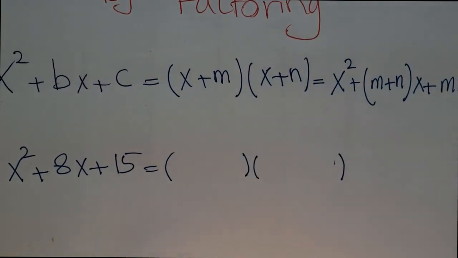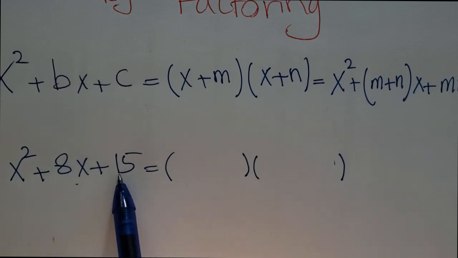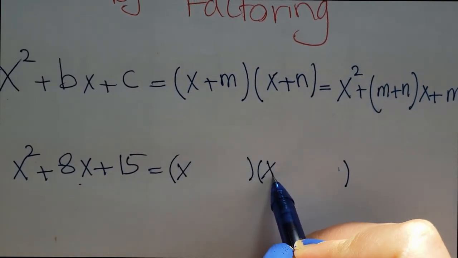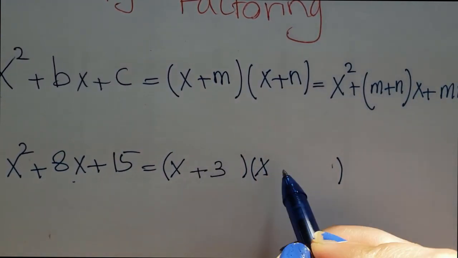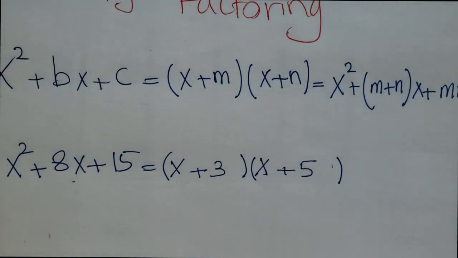Okay, so I want two numbers which, if I add them together, I would get 8, and the same two numbers, if they are multiplied, would give me 15. So I would say the two numbers could be 3 and 5. Finding the numbers will be much easier if you do more practice, because there are not many different combinations. It's really easy. You just need to do more practice.